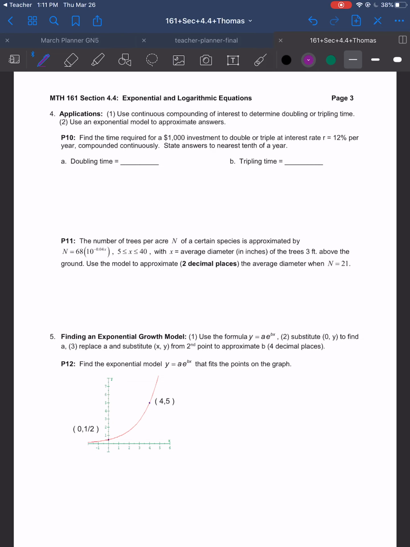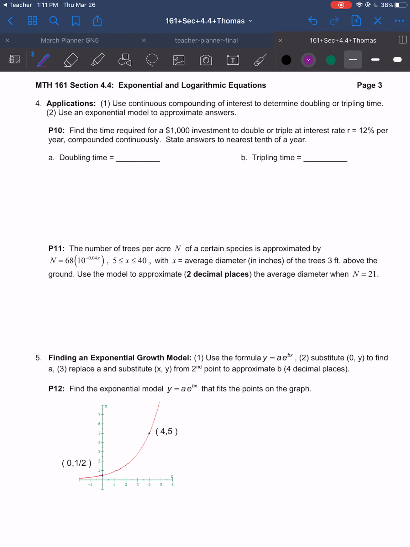Next thing, applications. You're going to use continuous compounding of interest to determine doubling or tripling time. And we're going to use an exponential model to approximate these answers. This is the same continuous compounding formula we used earlier. But we want to find the time required for a $1,000 investment to double or to triple. We're going to do both at the interest rate of 12%. But we all know that we have to change it to a decimal, 0.12 per year, compounded continuously, and we're going to round to the nearest tenth of a year.